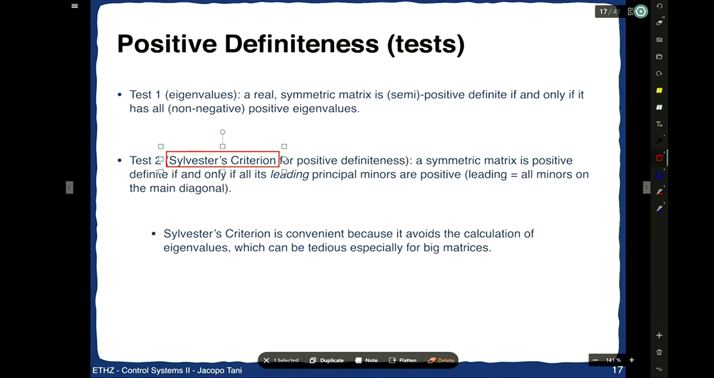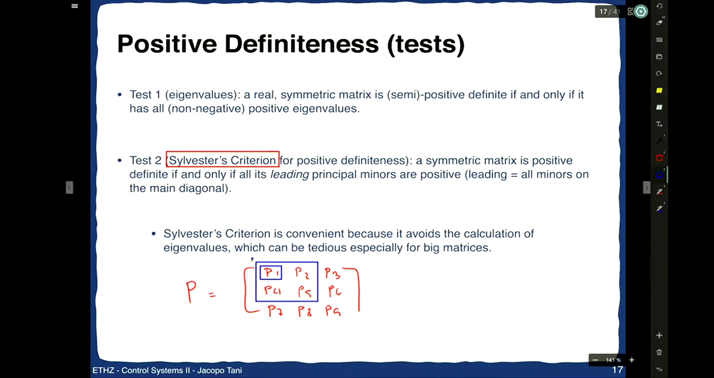And the Sylvester criterion tells us that we can tell if a matrix is positive definite just by looking at the leading principal minors. So suppose that we have a matrix P that is P1, P2, P3, P4, P5, P6, P7, P8, P9. Then the leading principal minors are the minors that are on the main diagonal. So the first one would be just the top left corner. The second one would be the top left corner and the 2x2 submatrix that is always on the main diagonal. The third one would be the whole matrix itself.